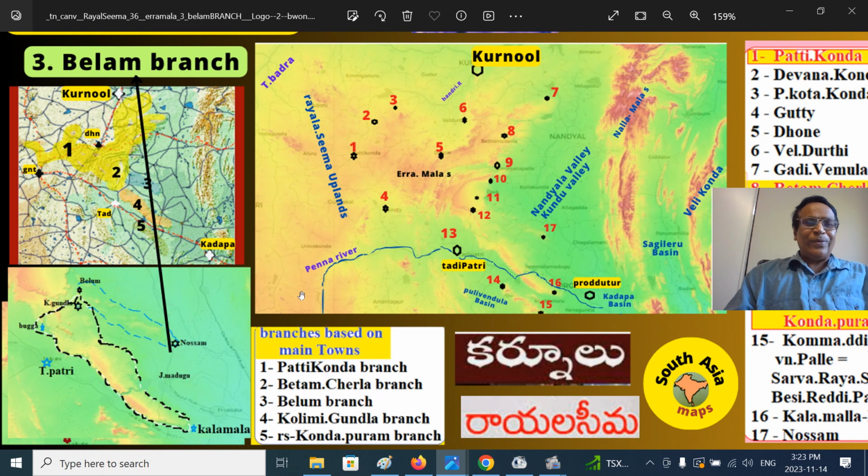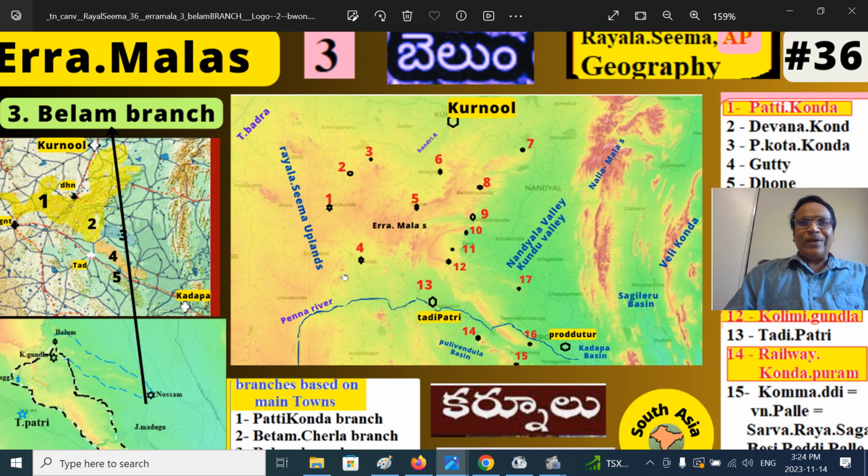Today we are looking at this number 3, the Belum branch, or you can say the Ouku branch. The remaining 4 and 5, the Kolimigundla branch and the railway Kondapuram branch, we will see further. Number 3 we are going to talk about from Ouku to Belum. Belum is a very well-known place in Andhra Pradesh, and thousands of visitors come there to see the cave formations. I will show the pictures also. We are talking about Belum to Nossam.